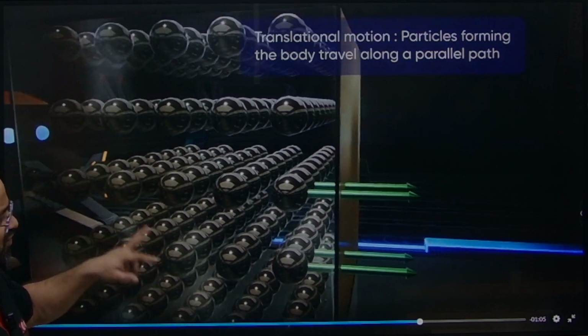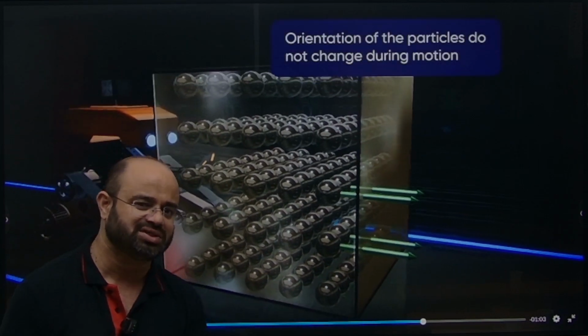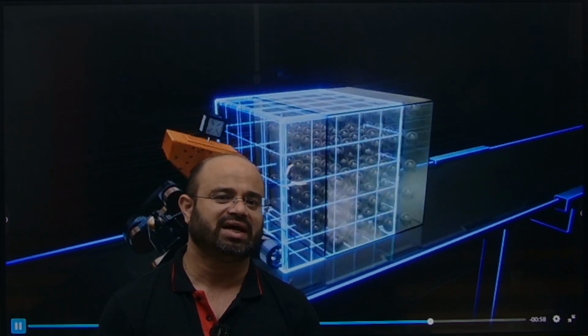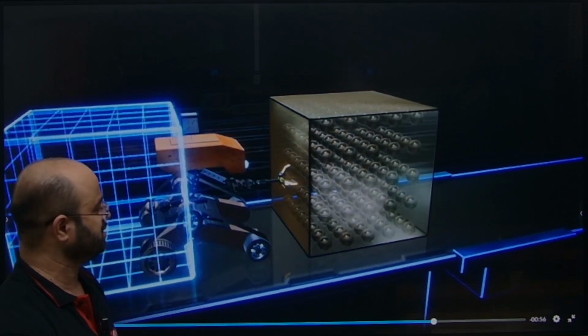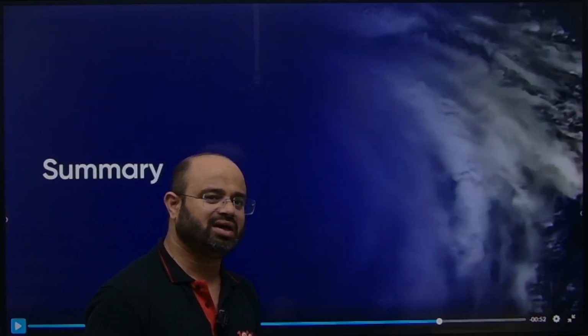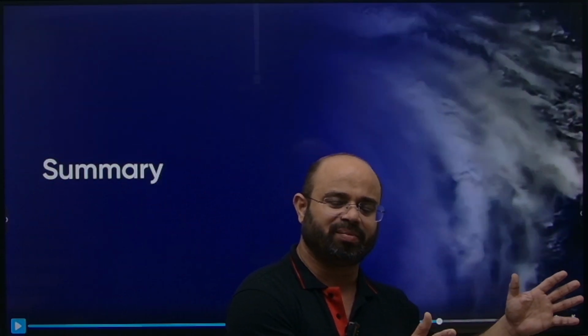Translation motion means every particle has the same velocity and the same direction. They move in the same path and have the same parallel velocity. That's why the distance between them is rigidly fixed. This is an example of translation motion. So a rigid body only translates when you apply a force.